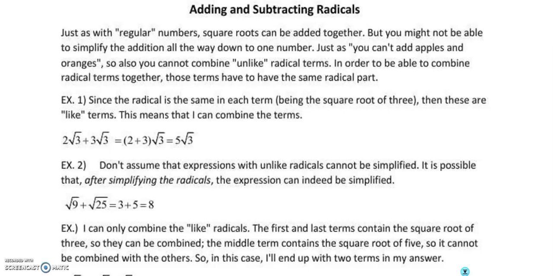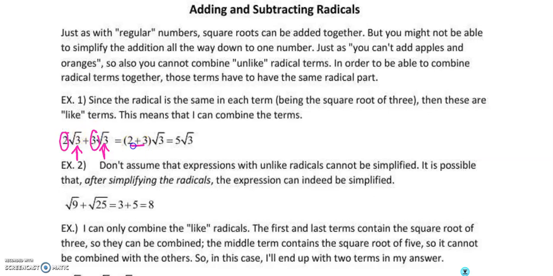For example, it says since the radical is the same in each term, then these are like terms, which means we can combine them. So if we take a look at our first example, we have 2 radical 3 plus 3 radical 3. Notice the number under the radical is the same. If it's the same, then what we're doing is adding outside number with outside number, and we're keeping the radical the same. So we're going to go ahead and add 2 plus 3.